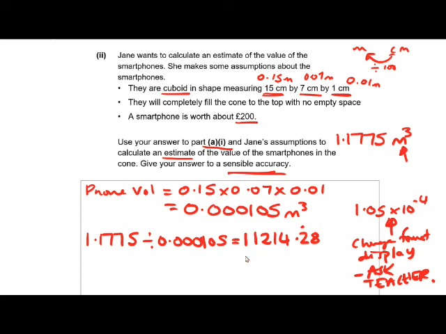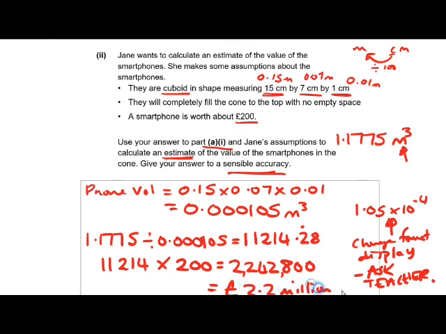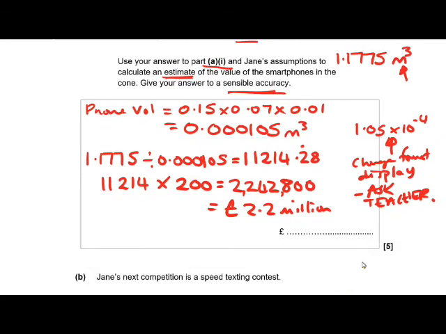So let's choose a sensible number, and that is 11,214 phones, and each phone costs £200. And you end up with £2,242,800 as the amount. It asks us to estimate, so we can estimate the price as 2.2 million. So our estimate would be £2.2 million worth of phones in the cone.